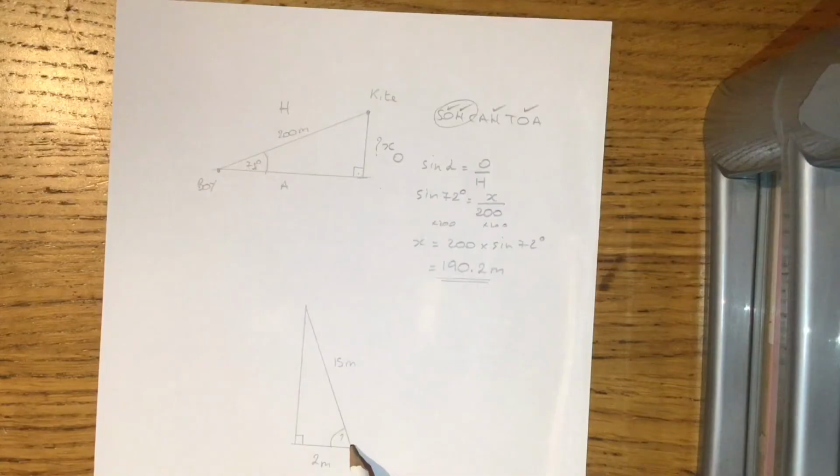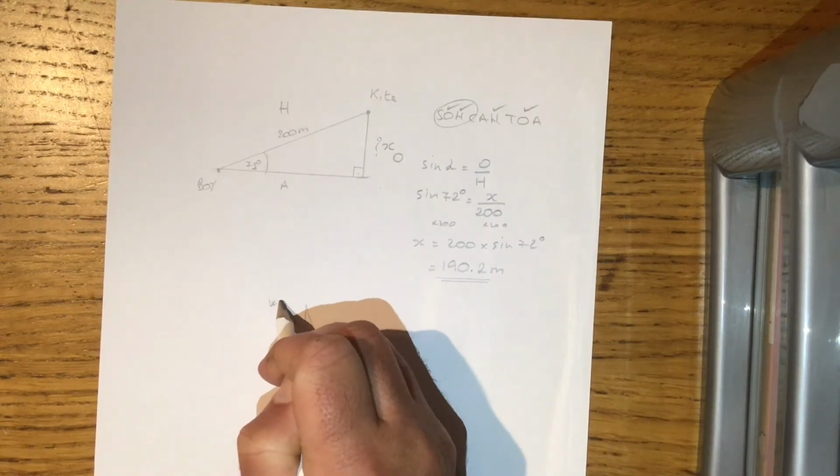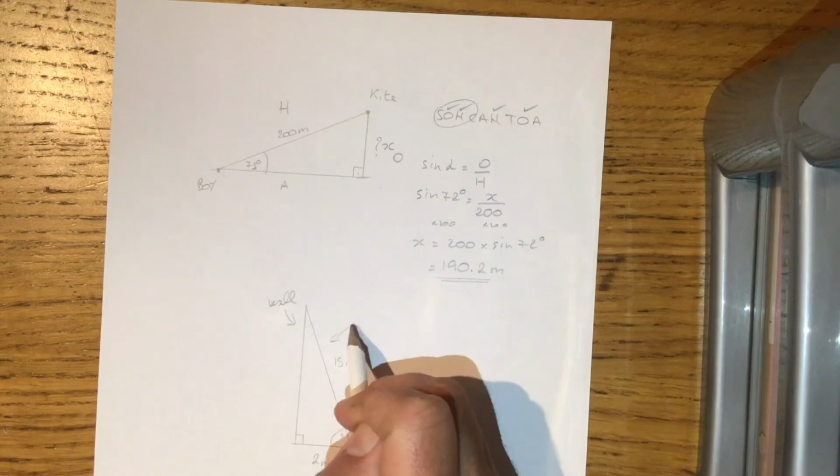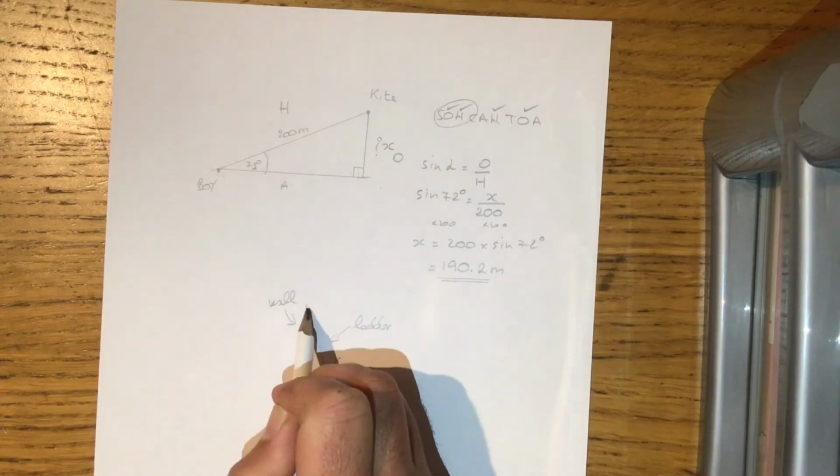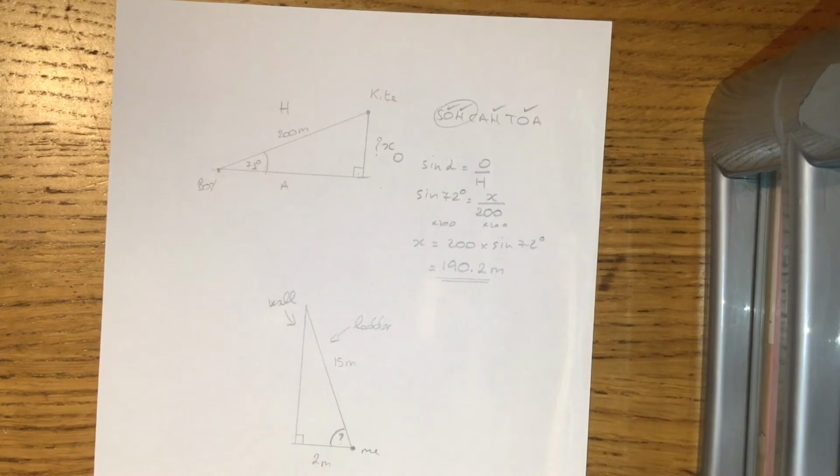The second worded question is: a ladder is 15 meters long. The top rests against the wall of a house and the foot rests on level ground 2 meters from the wall. Calculate the angle between the ladder and the ground. Here is where I am. This is the ladder, 15 meters long, and this is the wall. And this is me. So I am 2 meters away from the wall, and the ladder is 15 meters. What is the angle that my ladder makes?